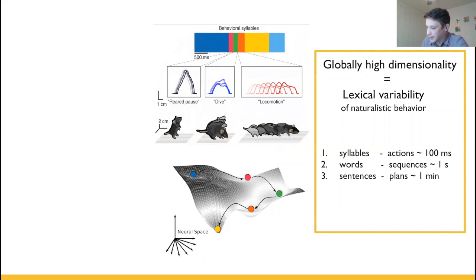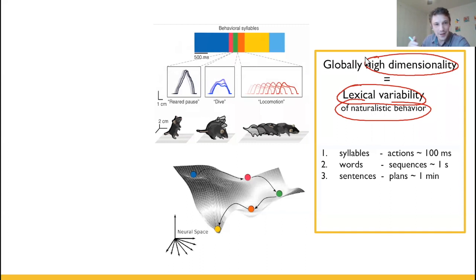Now, as for the identity, this appears from other studies, for example, the work out of the Datta lab, that we termed lexical variability of naturalistic behavior, and it seems to be high dimensional in the sense that there are maybe hundreds of these behaviors, and they're all distinct, jumping from one to the other if you look at the animal. So a way to make sense of it is really a lexical metaphor. There are actions on the order of 100 milliseconds, then you switch suddenly, and on the order of a second, you build what we could term words, and eventually you build these things into plans, on the order of a minute. But this is a jump between different states.